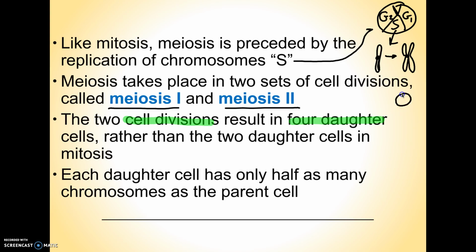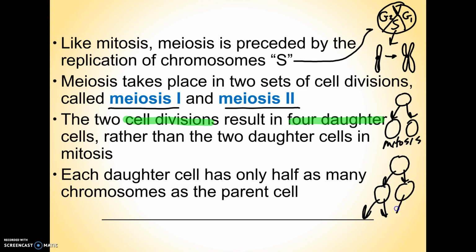So mitosis looked like this. You started with 1 cell, you ended with 2 cells. That's mitosis. Meiosis, as you're going to see today, you start with 1 cell, it divides, then these cells divide again, and this is meiosis. You end up with a total of 4 cells. So that is one major difference.